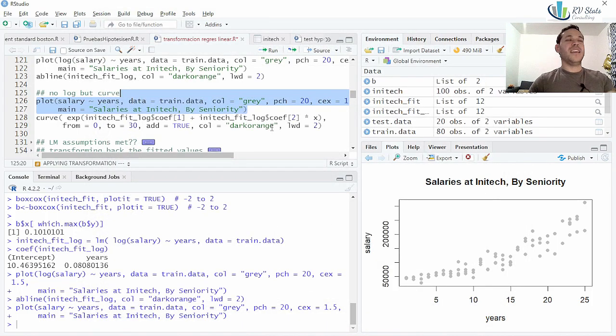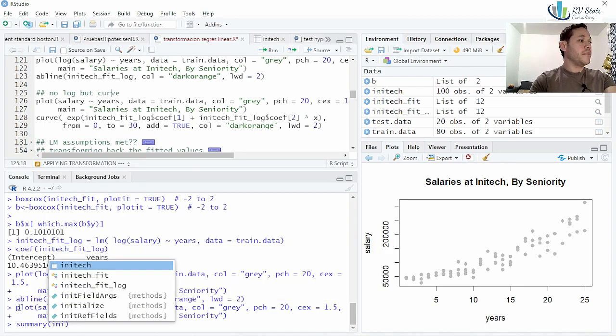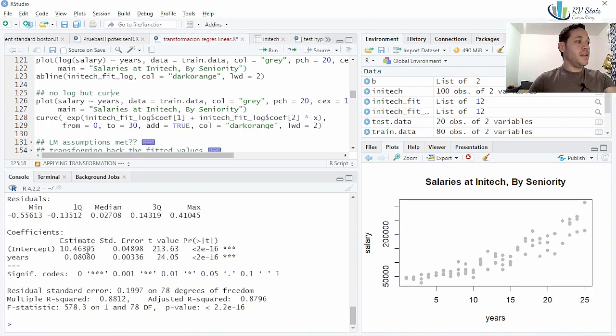The thing is, if I have to use logarithm, that means I have to go back and use exponential. Remember that the logarithm of y, of the salary, is equal to my formula. As I write it here, as you can see, I'm going to print the summary again, the summary of the initech fit log. You see these values here, and you can use the coef as I already did.